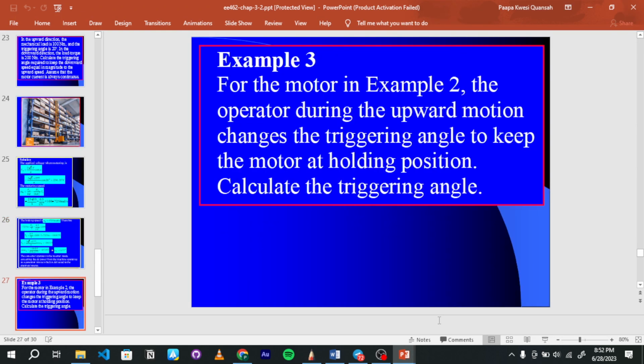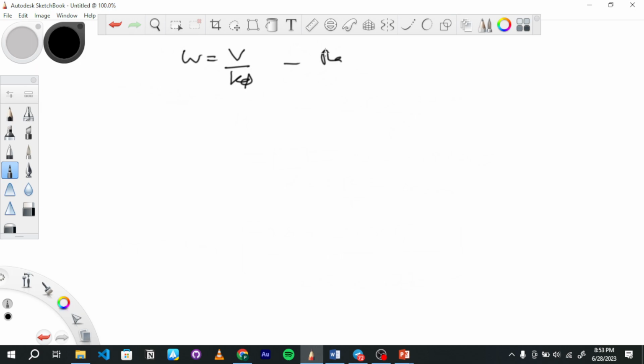Okay, now, for the motor in two, the operator during the upward motion changes the triggering angle to keep the motor at holding position. Calculate the triggering angle. There's a new triggering angle that will keep the motor at holding position. Holding position means speed is equal to zero. So omega is equal to V over K phi minus R A T over K phi squared. At holding position, omega is zero. So make omega zero and find the V. That's it: 0.5 times 200, downward motion, so times 200 over 3 squared. Find the V and do the same thing.